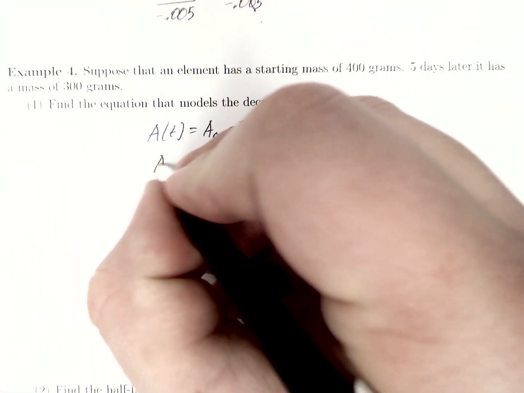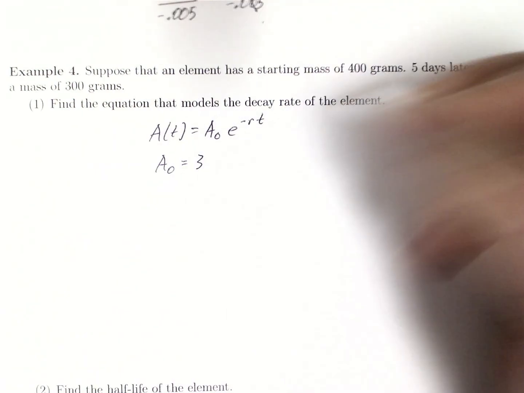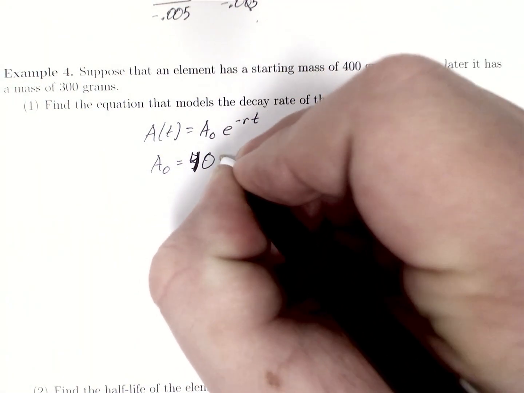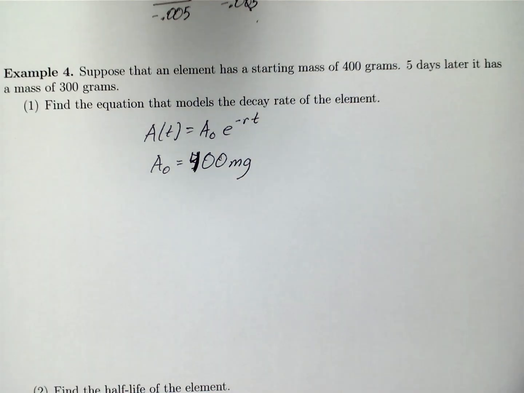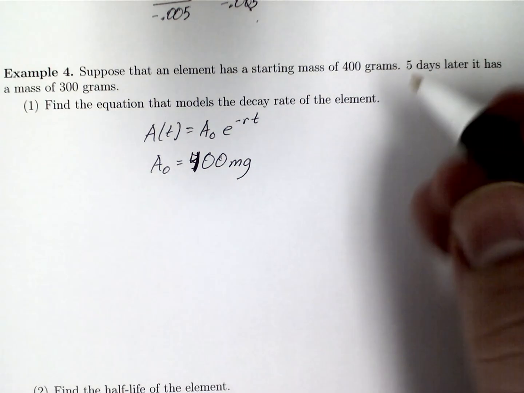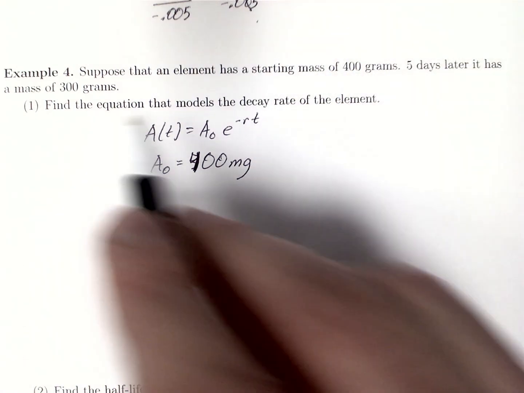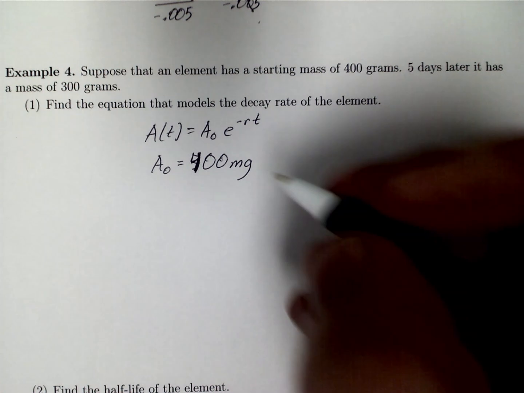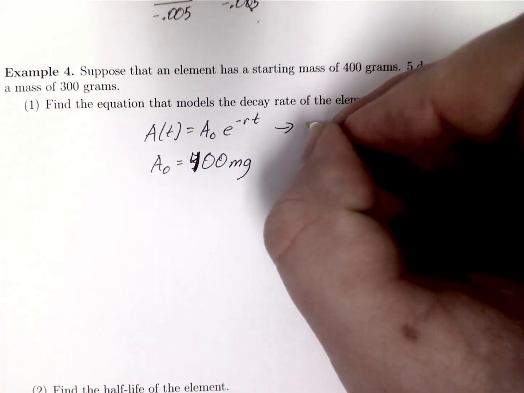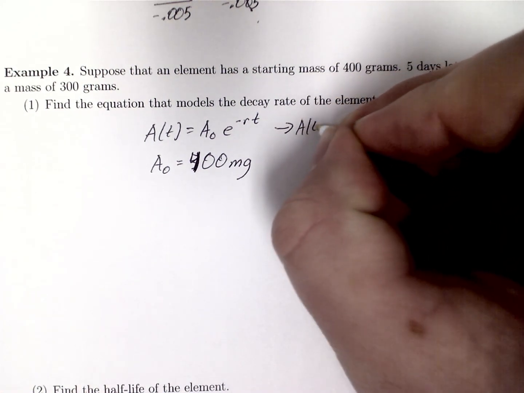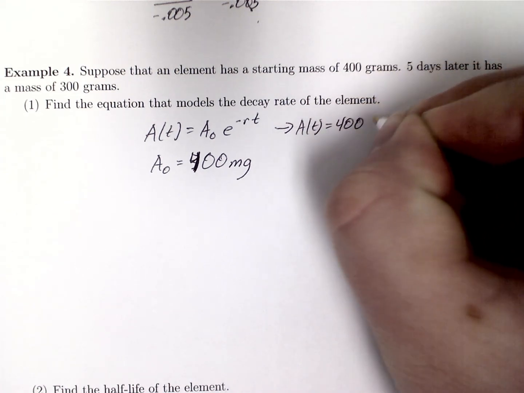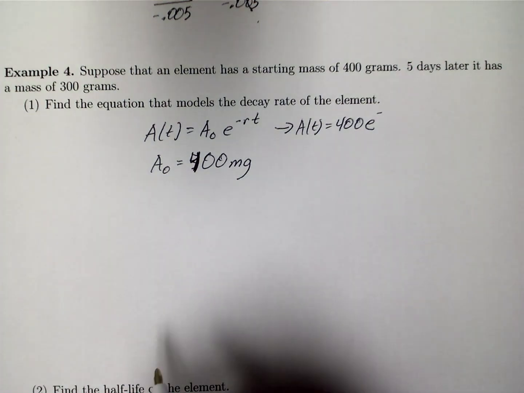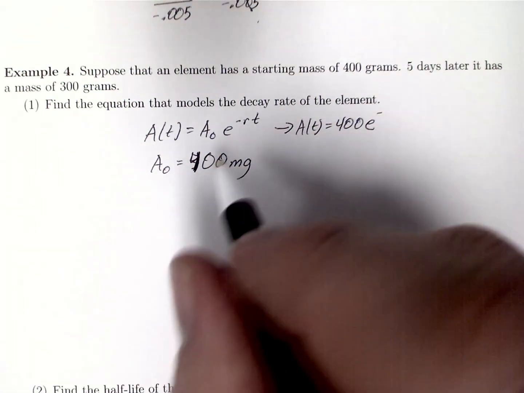What is A naught? A naught is the starting mass of 400 grams. Oops, I started to put the wrong number there. That's why we read the problem several times. So 400 grams. And then does it talk about the relative decay rate? It does not. So we're going to have to solve. So A of t equals 400 e to the negative something. We're going to have to find out what that is, okay? So how do we find that out?